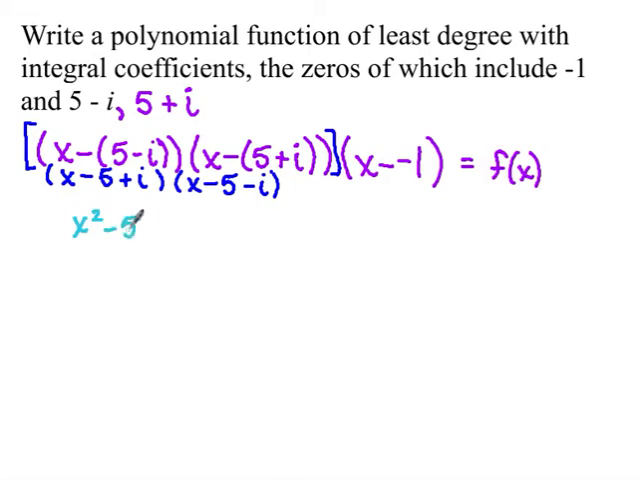And I get negative 5x. I'm going to take x times negative i, and I get negative ix. So all I did is distribute the x to each of the terms in the second set of parentheses.